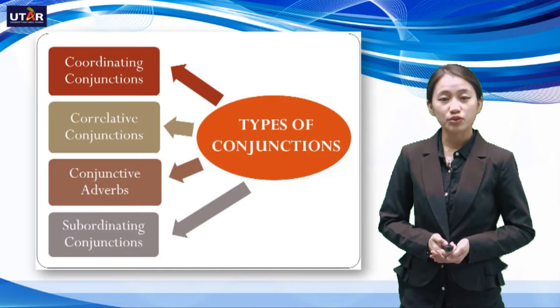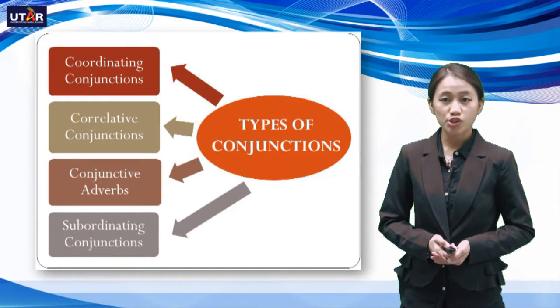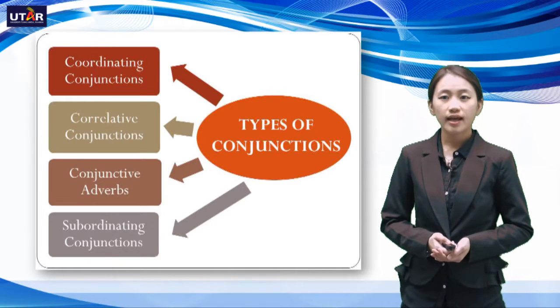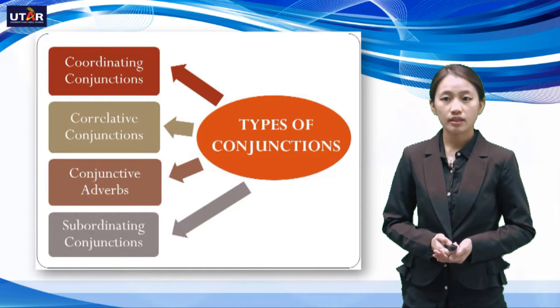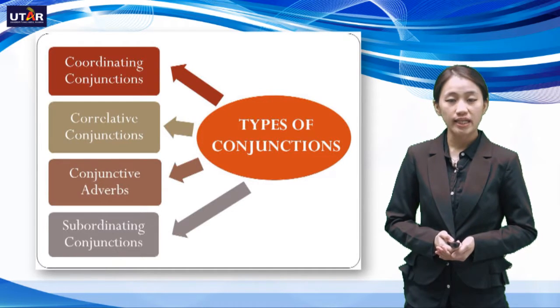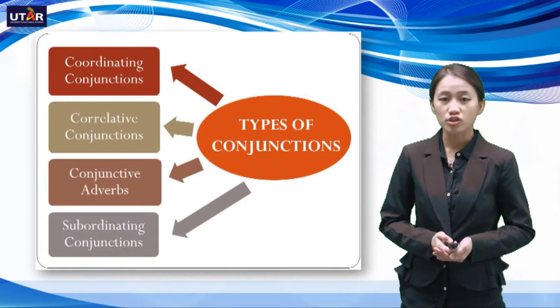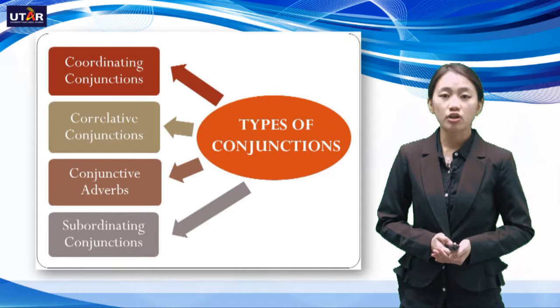Now we will look into the different types of conjunctions. The first conjunction is coordinating conjunctions. Next would be correlative conjunctions. Next, conjunctive adverbs. And last but not least, subordinating conjunctions. So as you can see, for types of conjunctions, there are 4 types. Let's look at the first conjunctions.